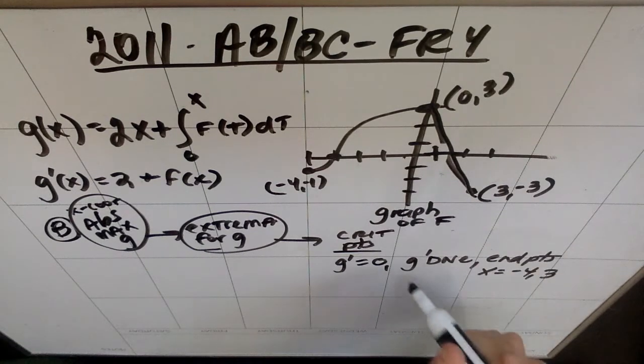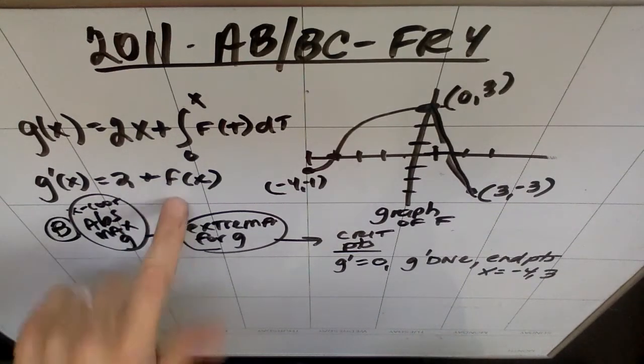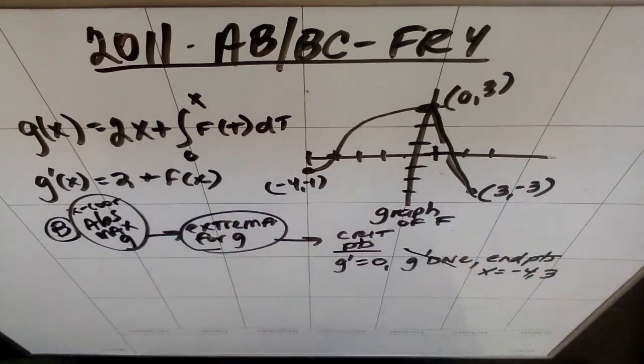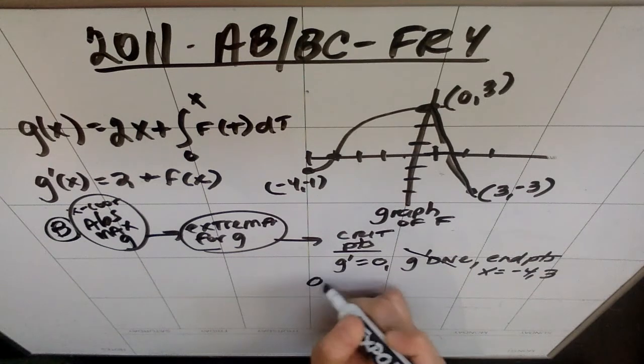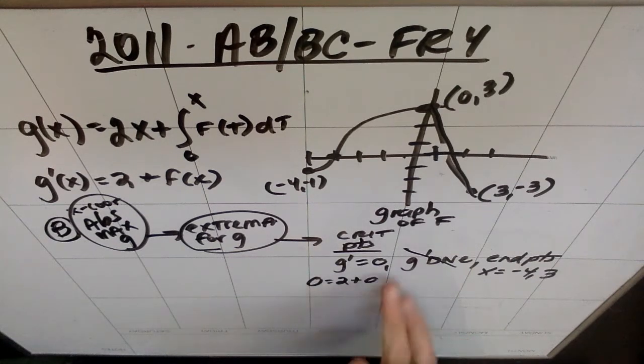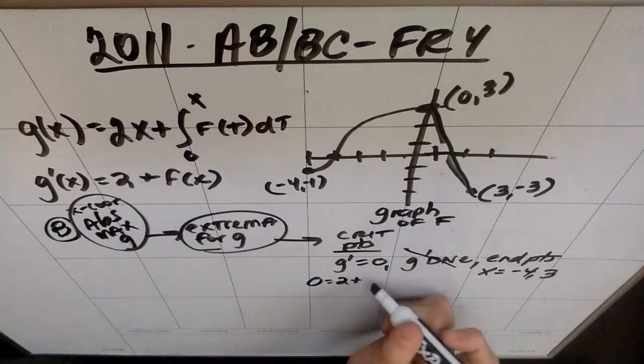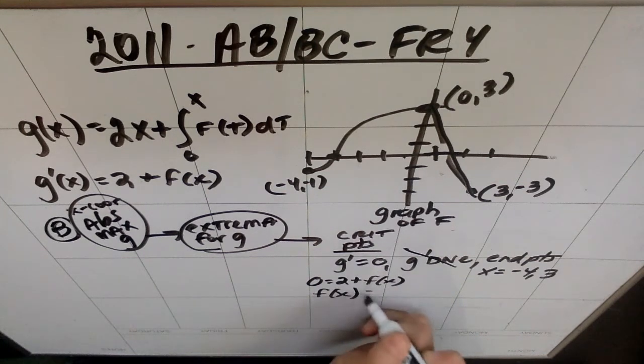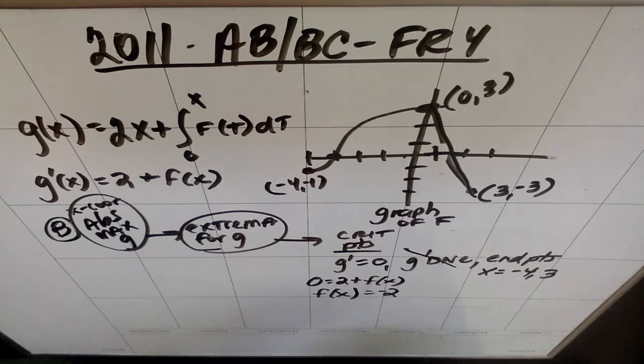Great. g prime is 2 plus f of x. f of x exists everywhere on this window, so does not exist is not an issue, because 2 plus something that exists can't be non-existent. But I do need to know when g prime equals 0. Well, that's going to be when 0 equals 2 plus f of x. Sorry, my brain was saying f and my pen wrote not f. So that's the same as saying when f of x is -2. Well, that's the y value on the given graph.